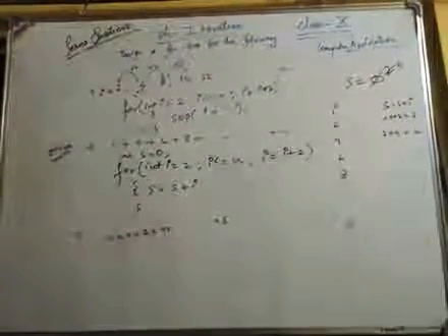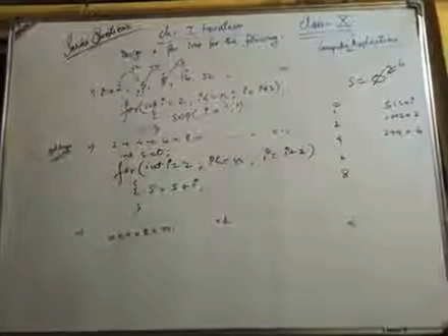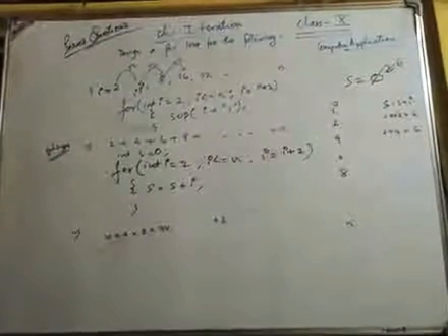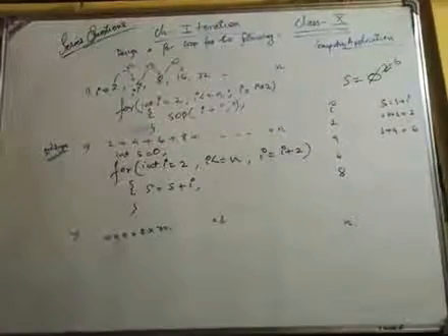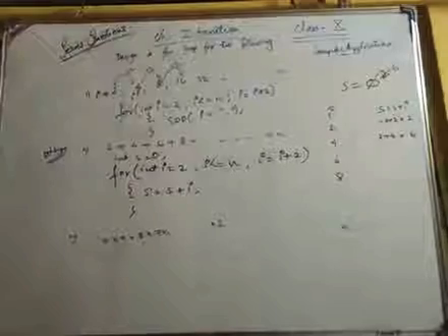The next value of i is 6. So what will happen? Again s plus i. s is 6 plus i is 6. So 6 plus 6 will give you 12. So the next value of s is 12 when i is 6.